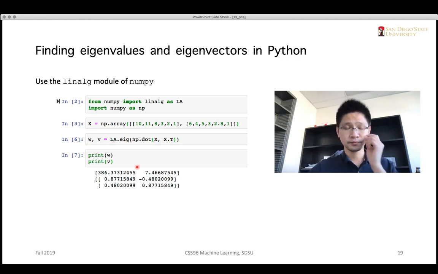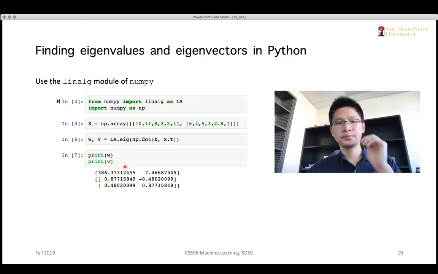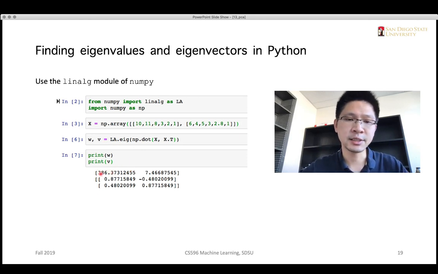So we can see that the eigenvalue for PC1 is 386, and the second eigenvalue is 7.4, which means that the first principal component accounts for the majority of the variance in the data. Compared to PC2, PC1 accounts for more than 95% of the total variance.